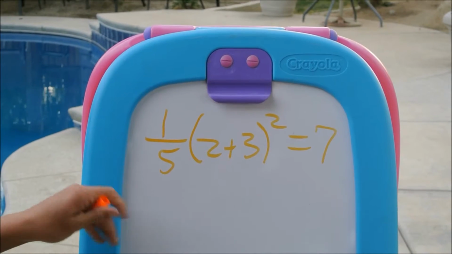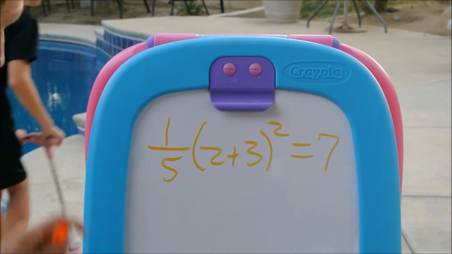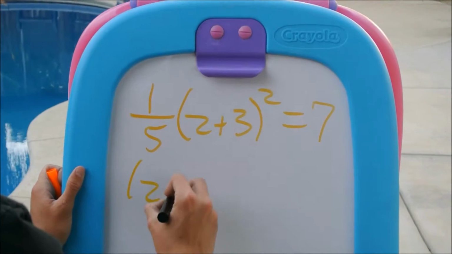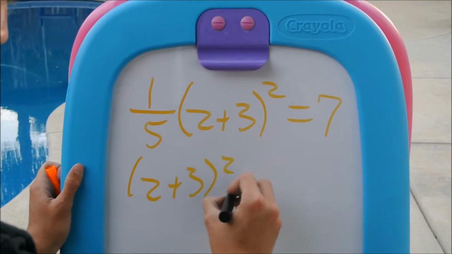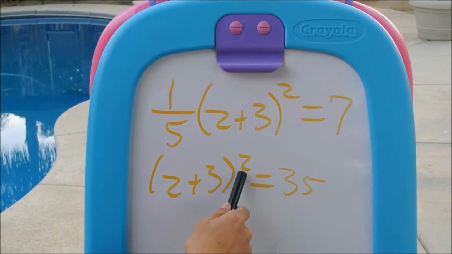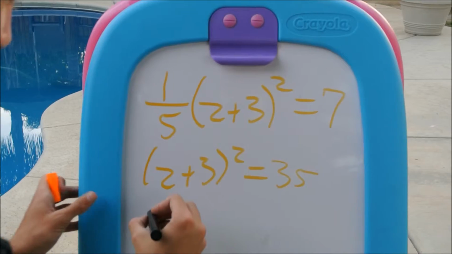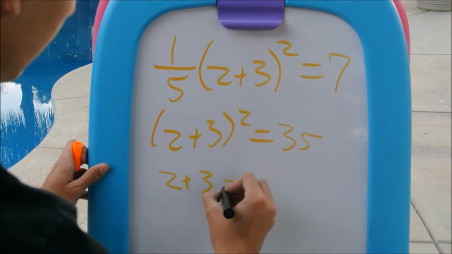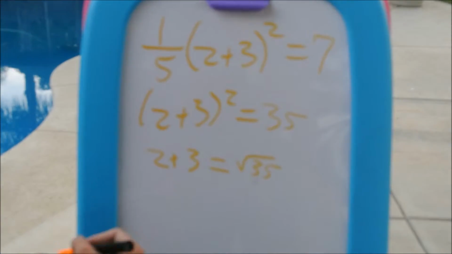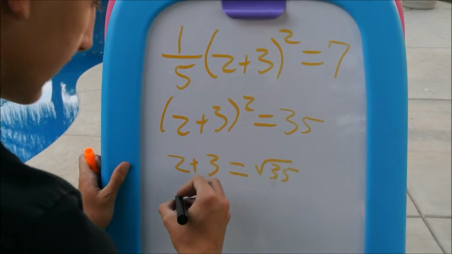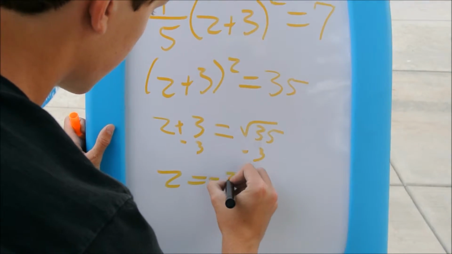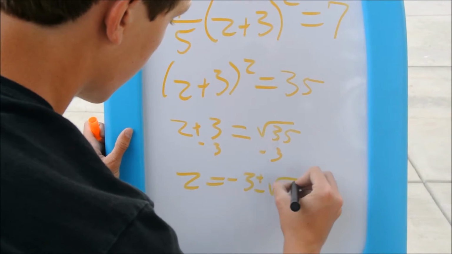Example. Step 1. Write the original equation. Step 2. Multiply each side by 5 to get rid of the 1/5. So it's going to be z plus 3 squared equals 35. Then to get rid of the square, you're going to need to square root each side. So z plus 3 equals square root 35. Then after you do that, you're going to need to subtract 3 to isolate z on one side so you can get your final answer. So once you subtract 3 from each side, z equals negative 3 plus or minus root 35.